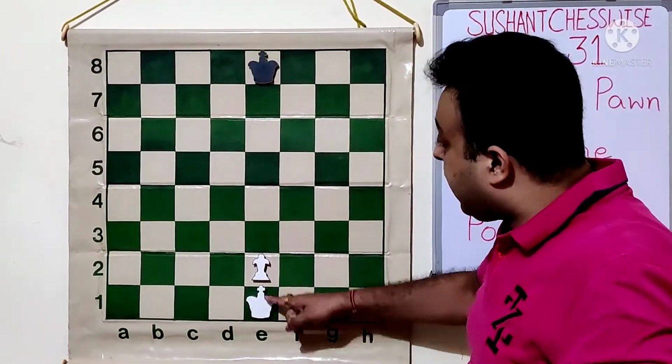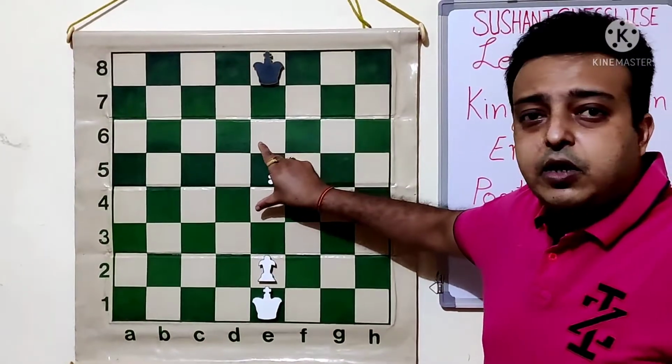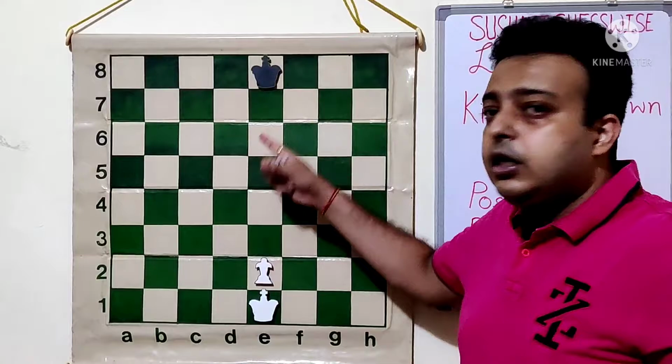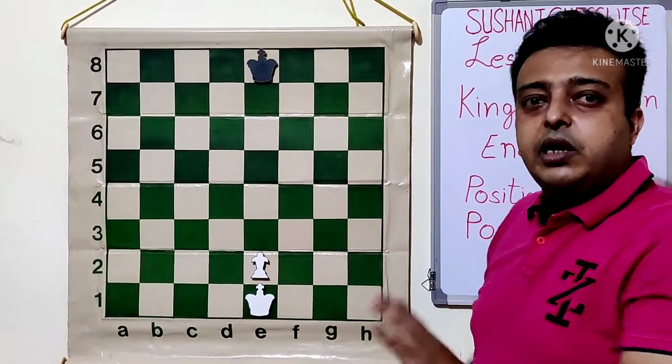And third, we will try to snatch the opposition. Meaning, at the point when kings are in front of each other, we will want that it is black to play. So if we manage these three things, we will get the winning position.